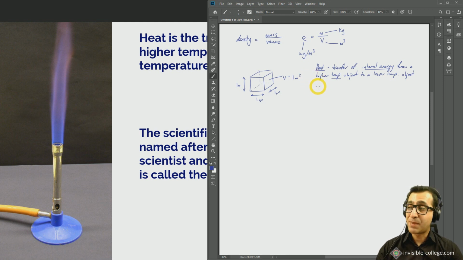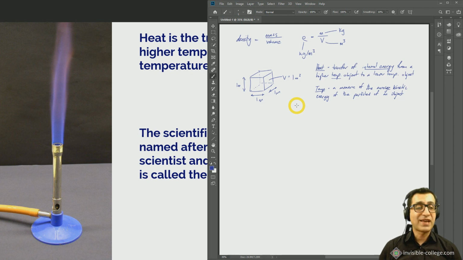Now, as we'll see, temperature is in fact better defined as a measure of the average kinetic energy of the particles of an object. So temperature is a measurement of the average kinetic energies of the microscopic particles that make up any particular object. It's an average because at any given temperature, some particles will be moving slightly more quickly and some slightly slower, but temperature is a description of that average.